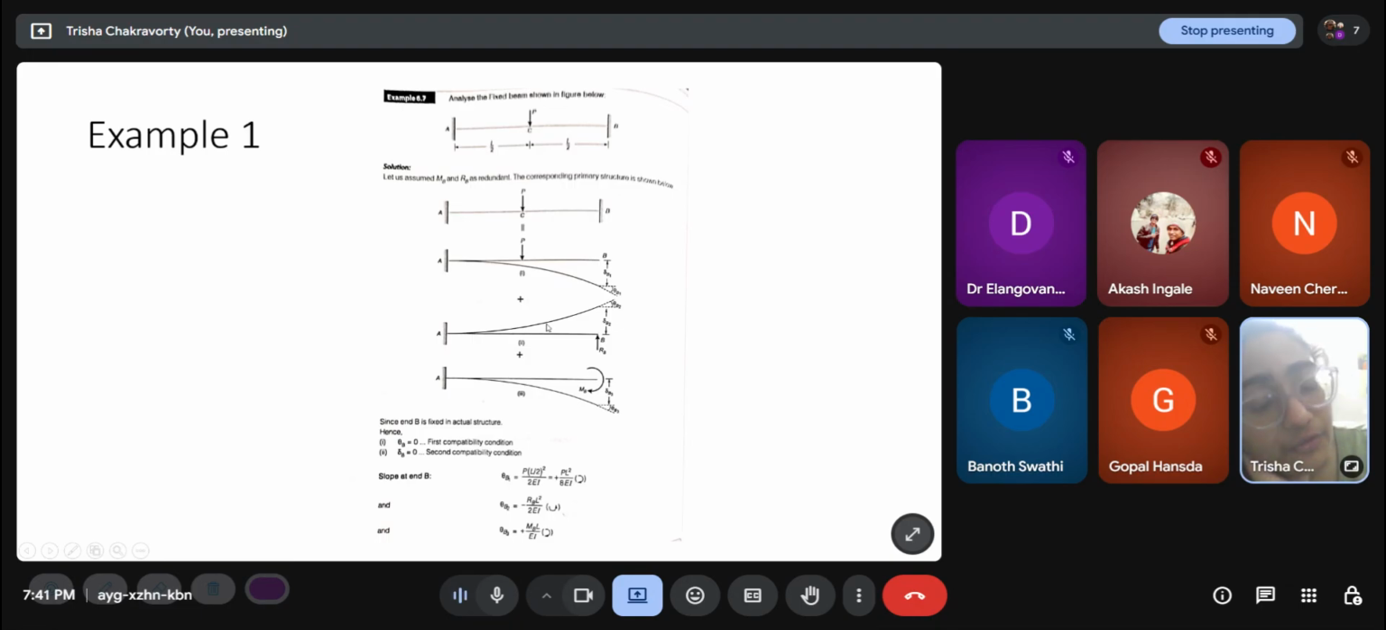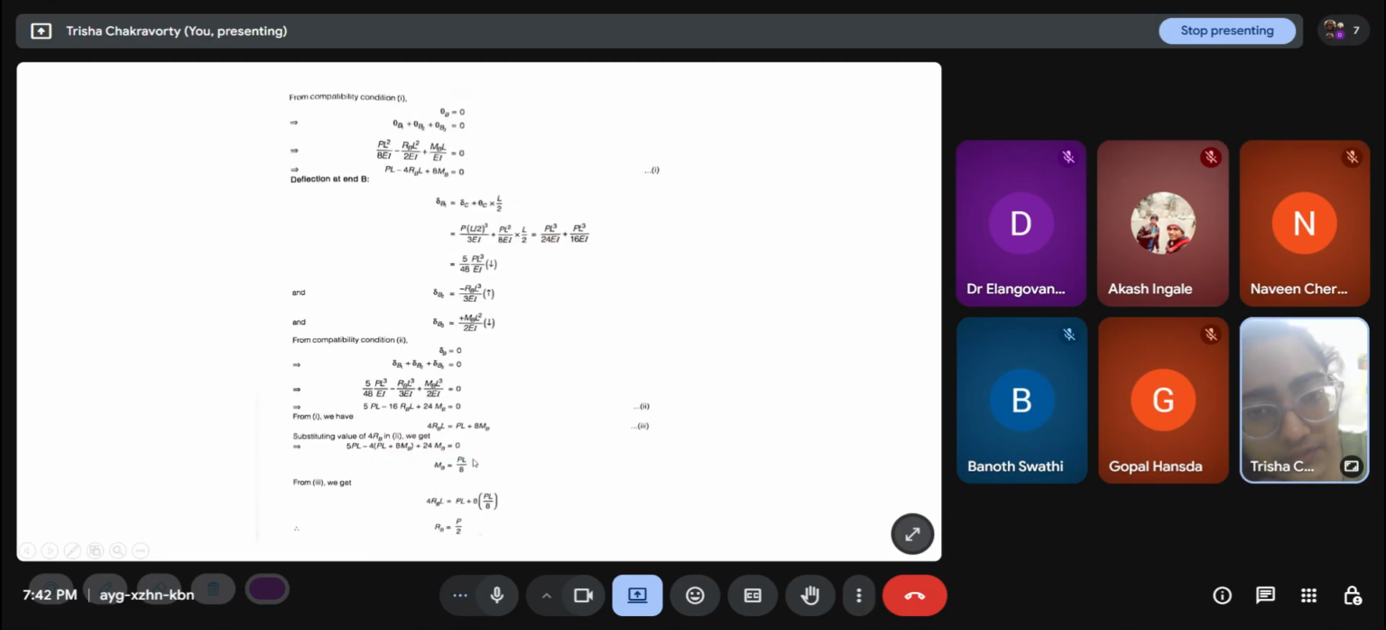For each redundant force, we have to draw a separate secondary structure. The primary structure is a cantilever beam with P at the tip. There is one secondary structure which is a cantilever beam with RB at the tip, and another secondary structure which has MB moment at the tip. So the deflection here plus the deflection here plus the deflection here, all three have to add up to zero, and the slopes here, here and here have to add up to zero. So I get two compatibility conditions, and I have two equations and two unknowns. So delta theta B has to be zero and delta B has to be zero. That is what is being done here.